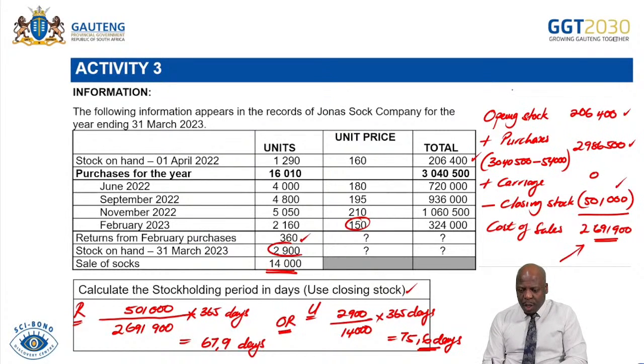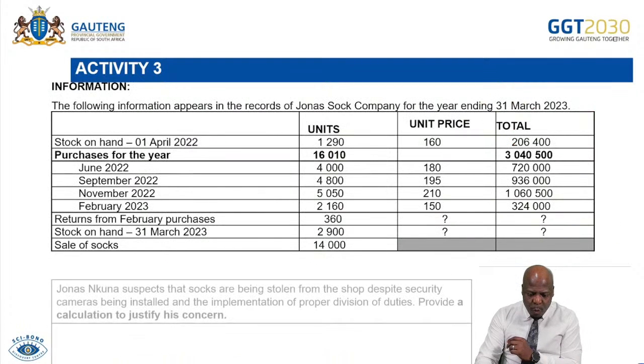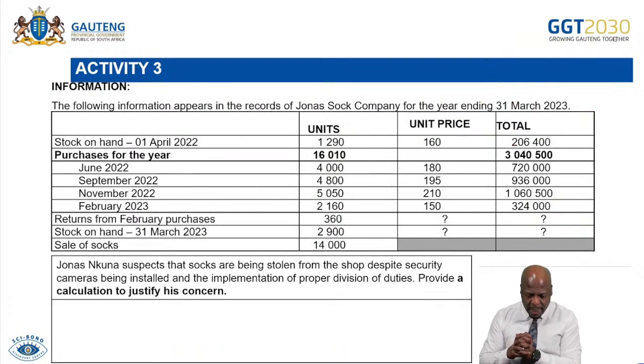All right, but I just wanted to show you as well how to calculate your cost of sales. All right, can I move on to the next aspect? Okay, let's do that then. The next aspect was required to calculate some figures. We're told Jonas Nkuna suspects that socks are being stolen from the shop despite security cameras being installed and implementation of proper division of duties. Provide a calculation to justify his concern.